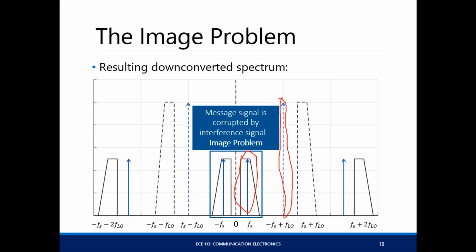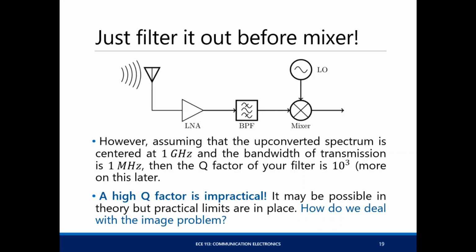How do you solve it? Well, you can just filter it out before the mixer. So, assuming that your upconverted spectrum is centered at 1 GHz and your bandwidth is 1 MHz, to filter that out, your Q factor must be 10 to the 3. So we'll discuss more on this later, but right now, just accept that a large Q factor is impractical. How do we deal with this image problem?